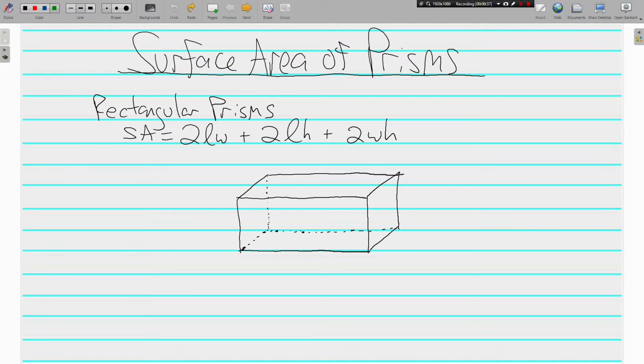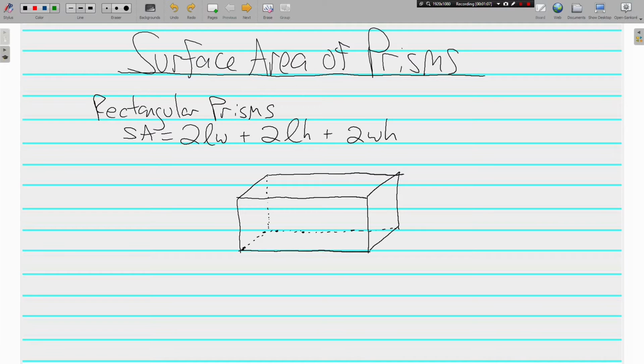Basically, we're finding the area of all the faces of the prism and combining them. For rectangular prisms, we've got a nice pretty formula that works. Surface area is equal to 2 times length times width plus 2 times length times height plus 2 times width times height.